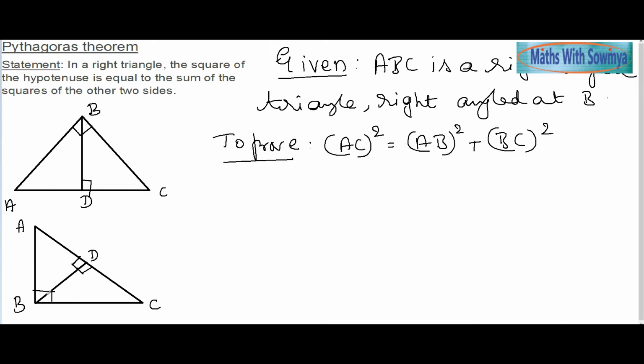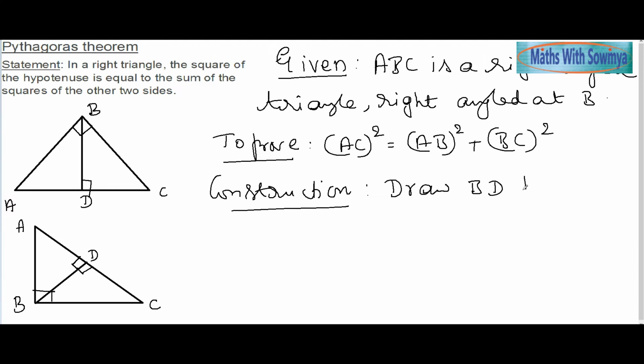Given ABC is a triangle and angle B is right angle, we have to prove this particular thing. Now let us go to construction. After given and to prove, the third one is construction. So I am going to draw BD perpendicular to AC. BD perpendicular to AC. Now let us come to proof.